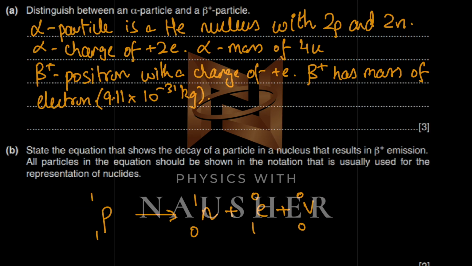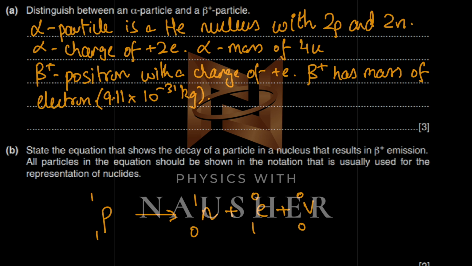An alpha particle is a helium nucleus with 2 protons and 2 neutrons. Alpha particle has a charge of plus 2e, and alpha's mass is 4u. A beta positive particle is a positron with a charge of plus e. That's one difference. It has the mass of an electron, which is 9.11 × 10 to the power minus 31. That's another difference. And it's a positron, so you can say it belongs to the lepton family. You can say alpha particle belongs to the hadron family.